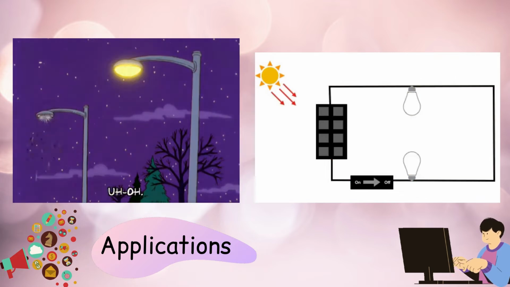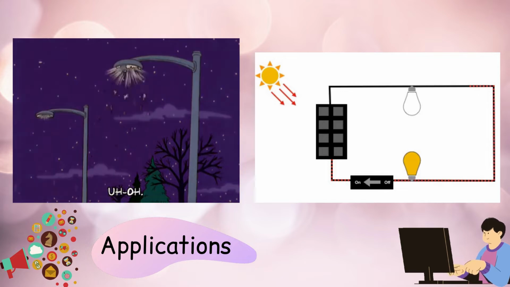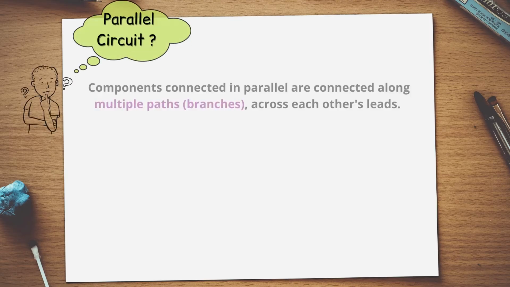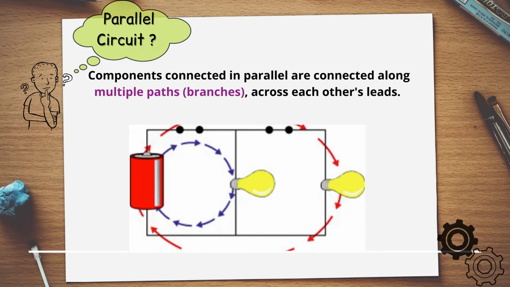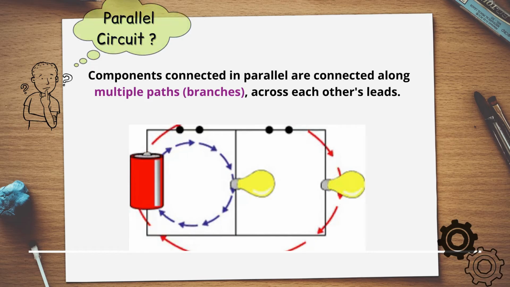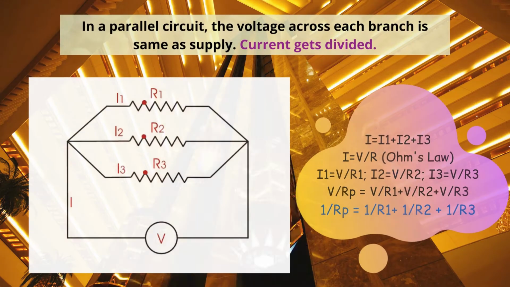Now if you remember, I mentioned another type of circuit in the beginning, that is the parallel circuit. So what is a parallel circuit? Components connected in parallel are connected in multiple paths and the components are connected across the leads. That is, they are connected in parallel branches. A circuit consisting only of parallel elements is called a parallel circuit. How does the parallel circuit work?